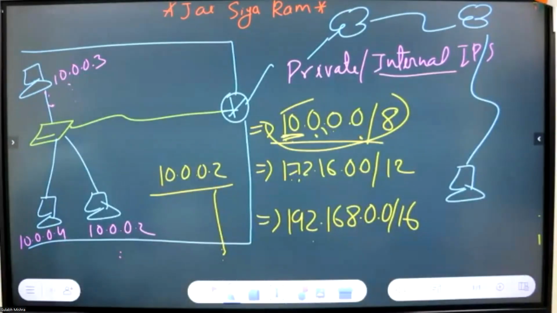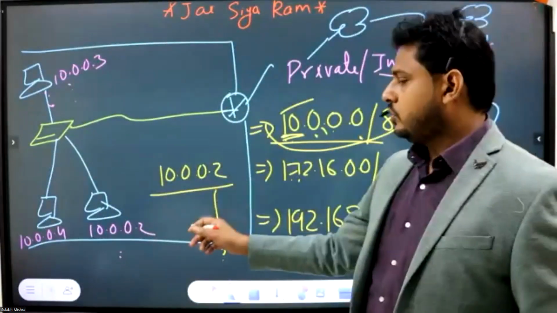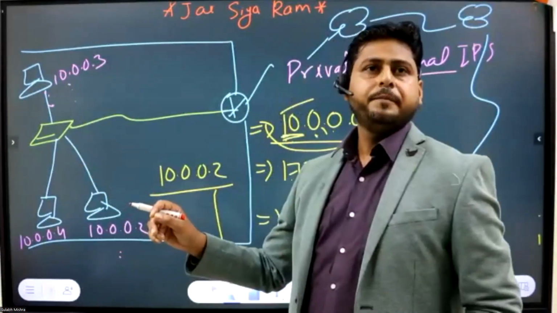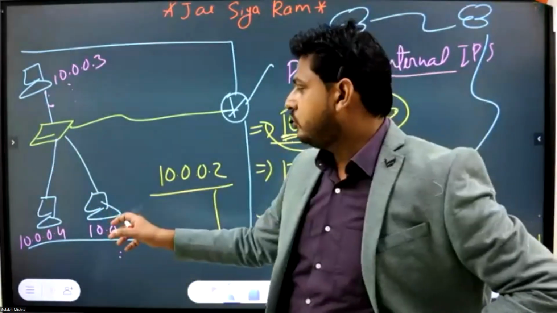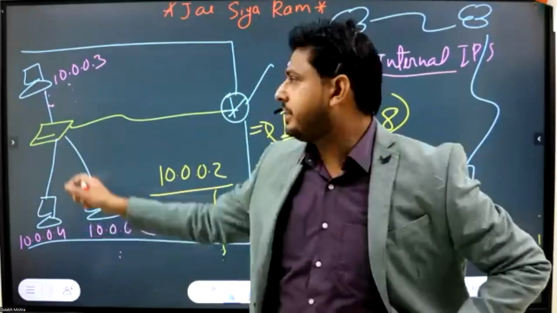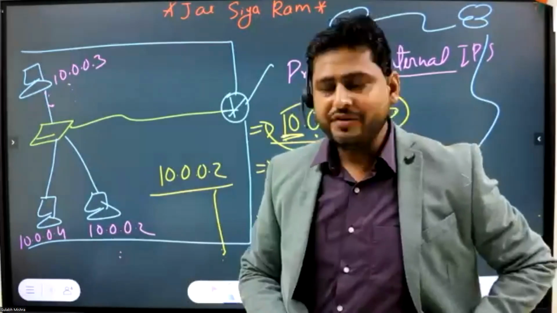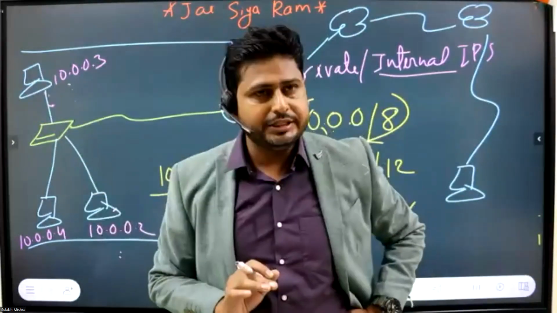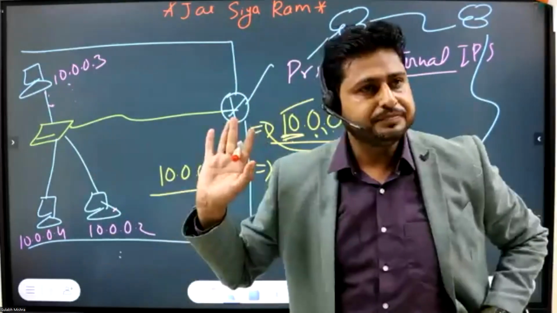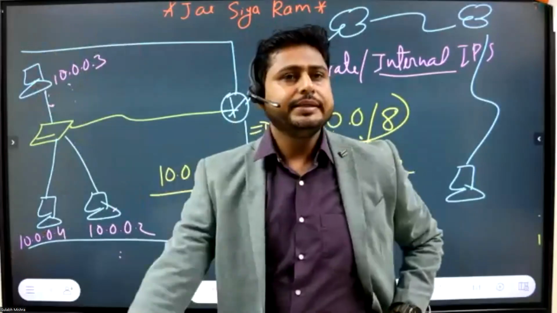What was my first objective? Actually, my first objective is to enable communication between all these computers, internal communication. My first objective got fulfilled, so that these computers should be able to talk to each other. So I have assigned this range of IPs. Now this computer is able to talk to this computer, able to talk to this computer.